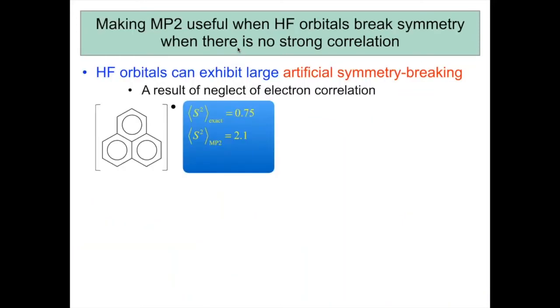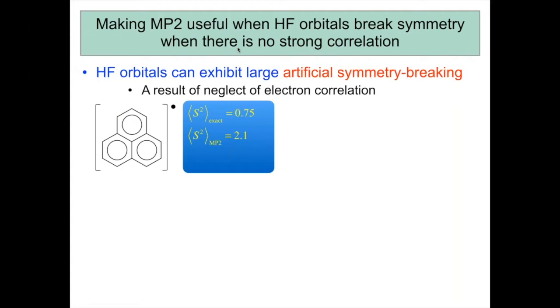And the catch about this is that sometimes Hartree-Fock breaks symmetry when there is no good need to break symmetry, no obvious need. So for example, on this next slide, I'm showing you up the top here a very stable monoradical. This is the phenylenyl radical, which is 3 fused benzene rings. It should be a good doublet. In fact, when you look at S² by Hartree-Fock, you get about 2.05, and when you look at S² at the MP2 level, because MP2 uses the Hartree-Fock orbitals, it inherits the Hartree-Fock symmetry breaking.